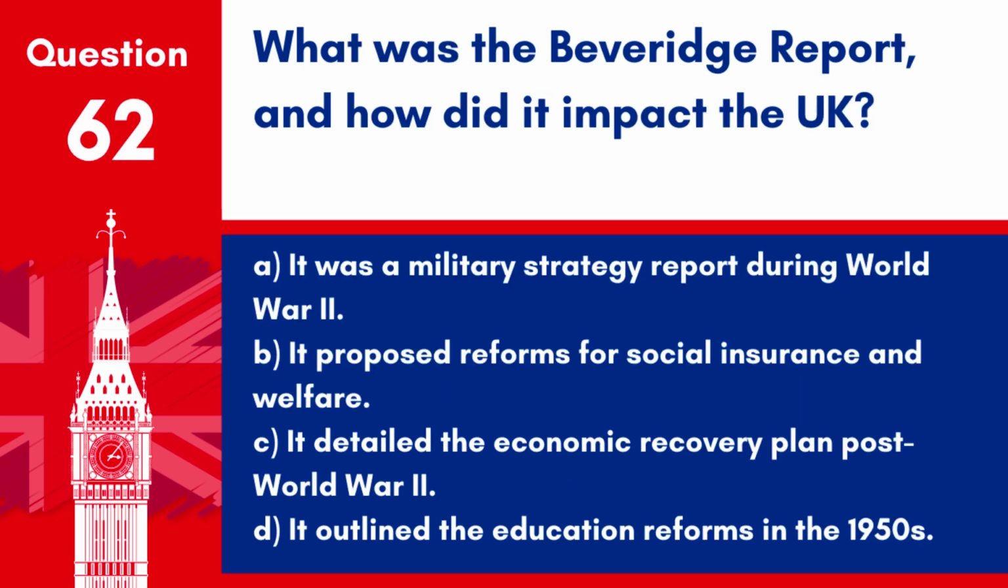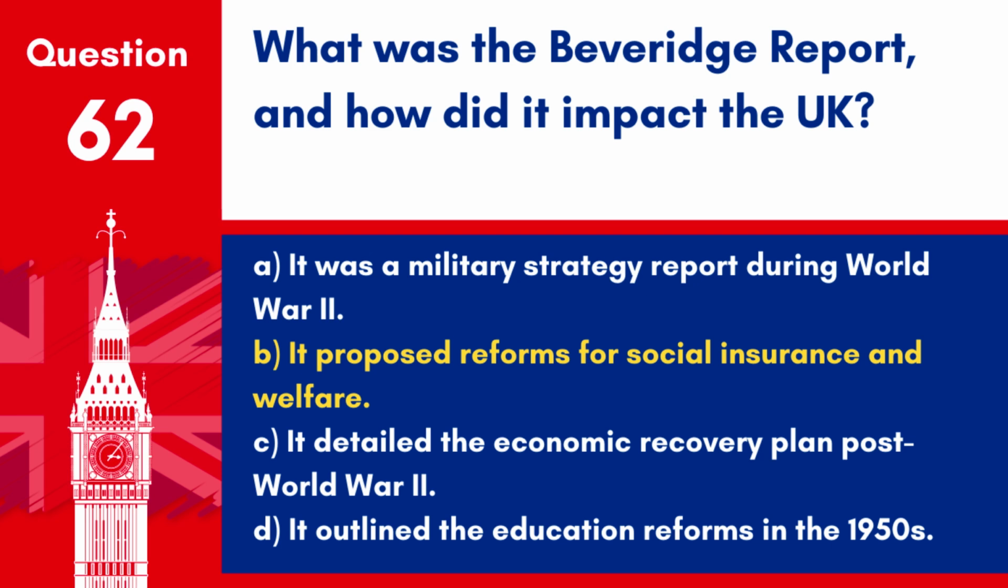Question 62. What was the Beveridge Report, and how did it impact the UK? A. It was a military strategy report during World War II. B. It proposed reforms for social insurance and welfare. C. It detailed the economic recovery plan post-World War II. D. It outlined the education reforms in the 1950s.